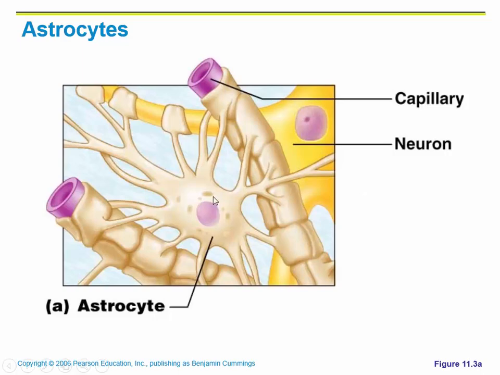So this is what an astrocyte looks like. This portion is the astrocyte. This yellow thing is the neuron. And you can see that these are capillaries. So what it's doing is holding on to the capillary and holding on to the neuron. And so it's making sure that the capillary is close enough to the neuron so we can have diffusion of gases and nutrients and waste for the health of that neuron.